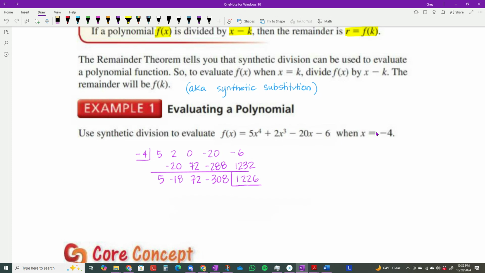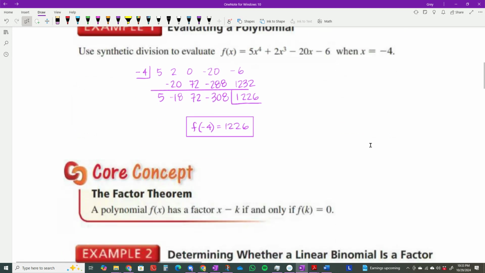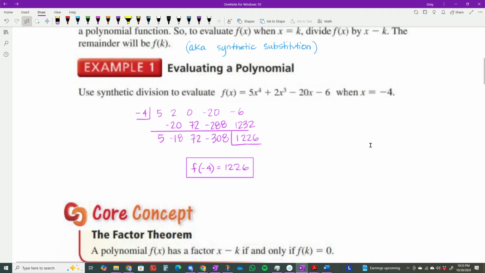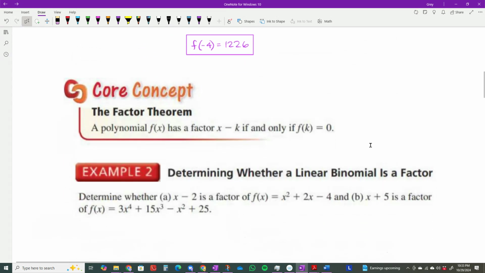Add negative 6, and I get 1226. So that tells me that f of negative 4 equals 1226. Okay? And if the directions say synthetic division, you would have to show me this work. If it doesn't say, you can go plug in negative 4. But y'all, I keep telling you over and over again, when people plug in negative numbers to evaluate polynomials, they miss it a lot.